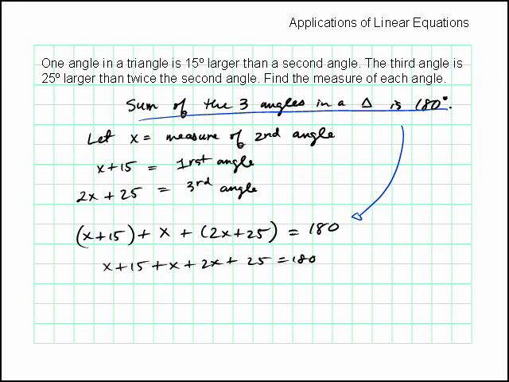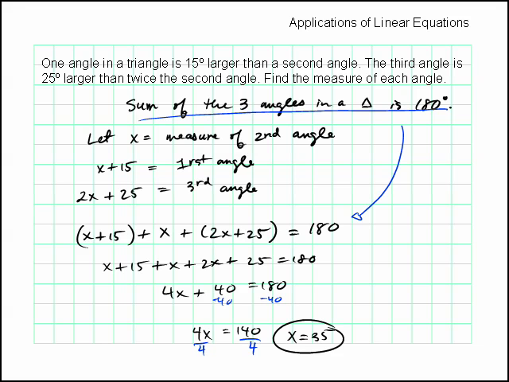Combine your like terms. I got x plus 2x, that's 4x, plus 15 and 25 is 40. Subtract 40 from both sides. And I end up with 4x equals 140. Divide both sides by 4. Like that. And 140 divided by 4 is 35.